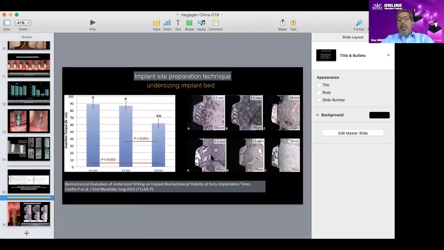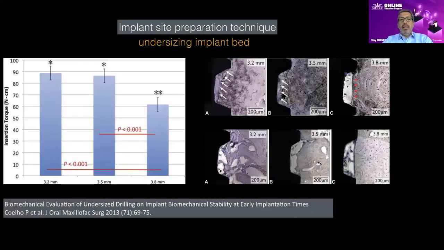One of the things also that we can use in order to achieve stability is doing what we call an undersized implant bed, which means that instead of drilling for the final drill of 3.8 millimeter, for instance, as you can see here, we can drill to 3.2 millimeter, and this way we will squeeze the implant inside the bone and we will achieve a higher primary stability. And this is true.